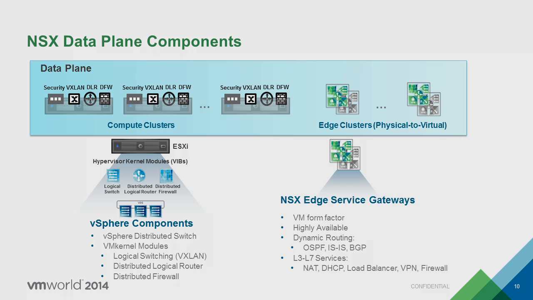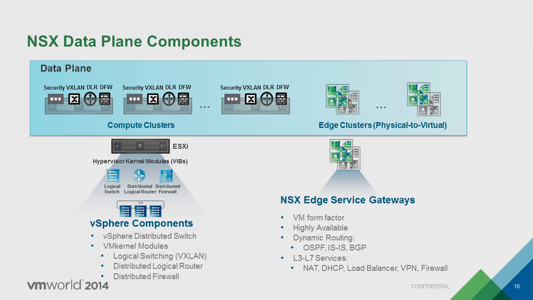The edge service gateway is basically the appliance that provides for that south to north connectivity. It's a VM form factor appliance, right? And it's highly available. So you can deploy an edge service gateway in a redundant fashion, active standby. It's a multifunctional software appliance. It provides multiple functionalities.